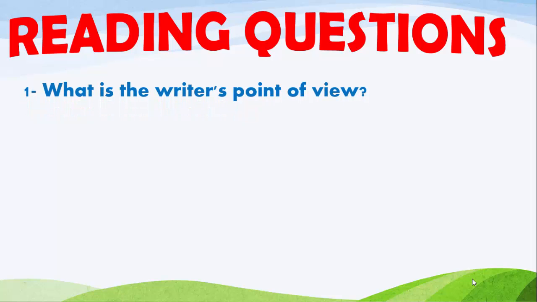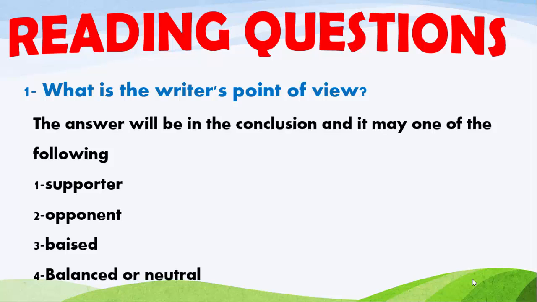Question number 1. What's the writer's point of view? It's very important to know the writer's attitude or point of view to be able to answer this kind of question. This kind of question needs you to read the passage very well to understand the writer's point of view. And if we want to answer these questions, we can find that the answer will mostly be clear in the conclusion, and the answer may be one of the following.